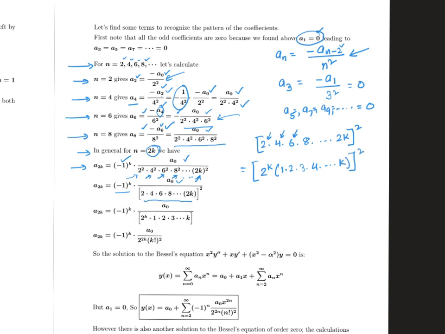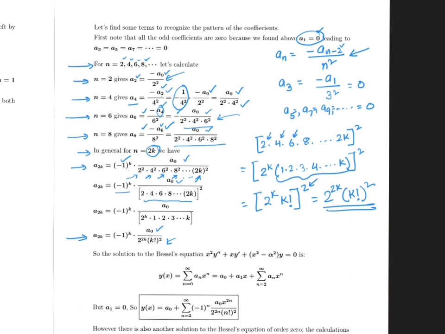Don't forget the square on the top. That's going to be equal to 2 to the power k times 1 times 2 times 3 times 4 times up to k, which is just k factorial, all of it squared. That is the same as 2 to the power 2k, now distributing this exponent, times k factorial whole squared. There you go. That's exactly what you see in the denominator, and the numerator is as it is. So I just found a general term for the even coefficients.